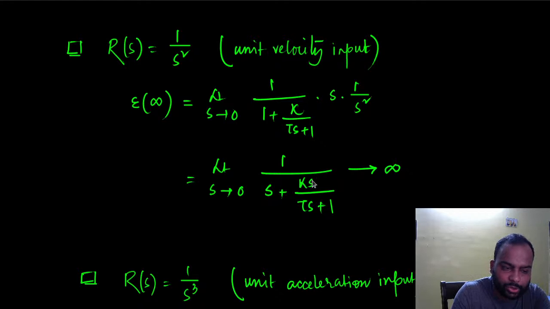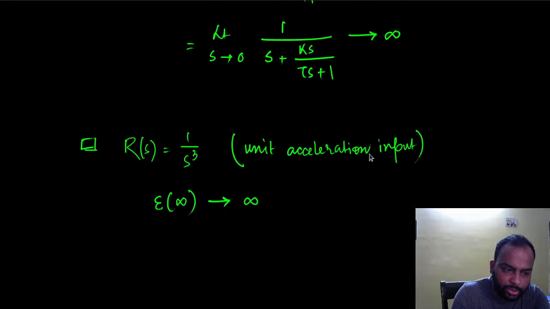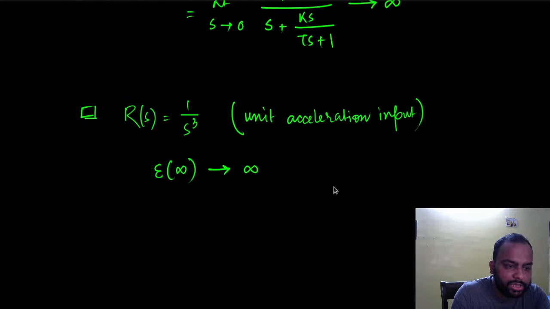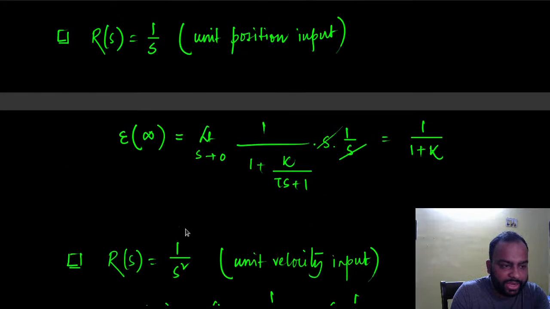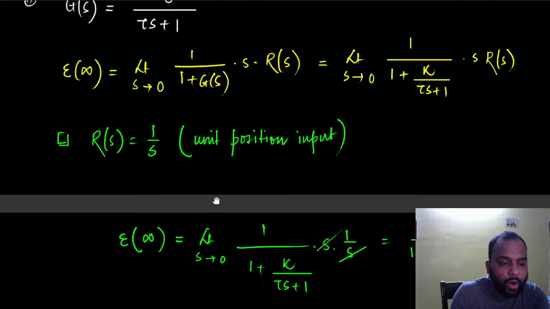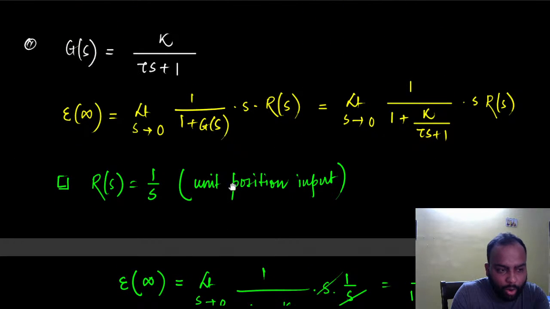Same thing, it will be s square. This part will become 0 if I put the limit, but I would then have 1 by s square. That would lead to an infinity here, right? So acceleration input here, that also gives me an infinite error. Okay, so now with that said, I can now say something important here.